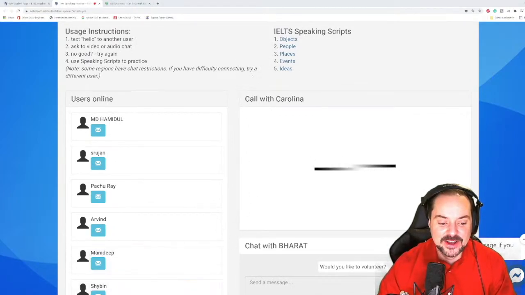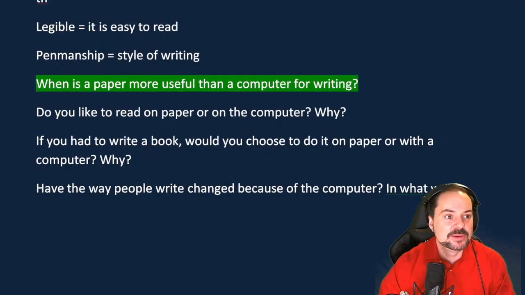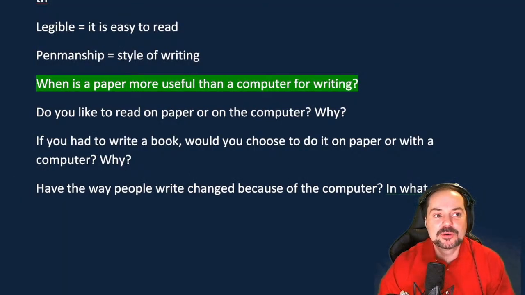Okay. All right. Okay, so let me ask you this question then, Carolina. Let me show the question to everybody. So, when is a paper more useful than a computer for writing?